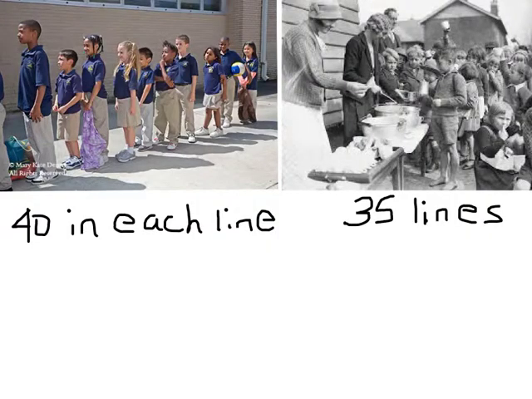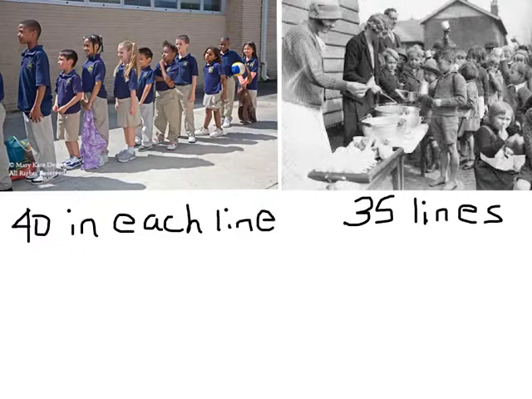Okay, so let's look at your practice problems. The first one says 40 kids stood patiently in each line. So I've got a couple of pictures of children standing in lines here, and let's imagine that in each line there are 40 children. There are a total of 35 lines of kids, and we need to know how many kids in all are in these 35 lines.